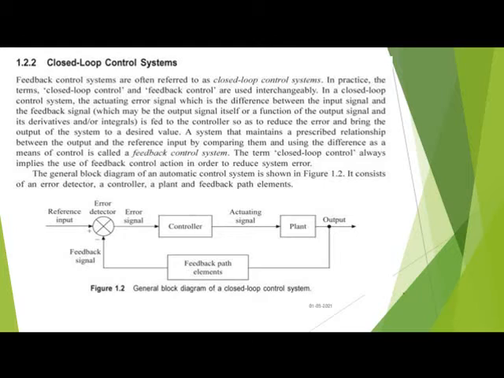Then comes the error signal, the difference between the reference input and the feedback signal. This error signal is fed to the controller, and then the output will be the desired output signal. Okay.